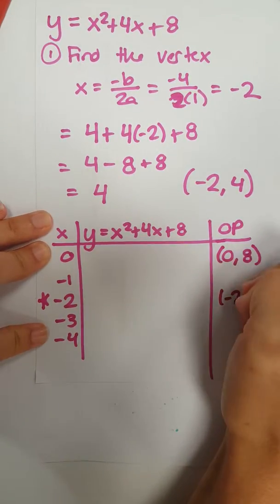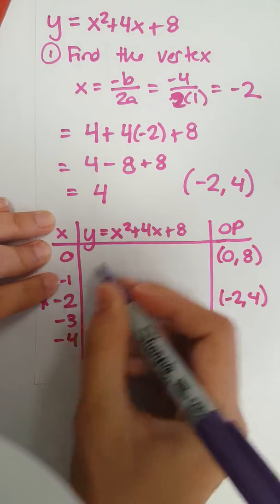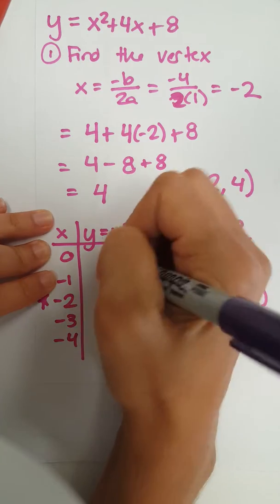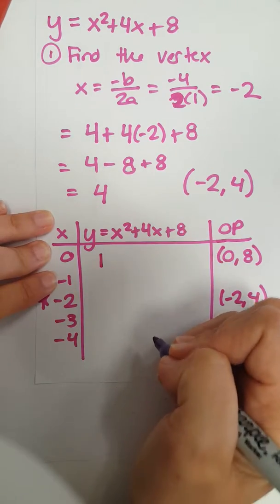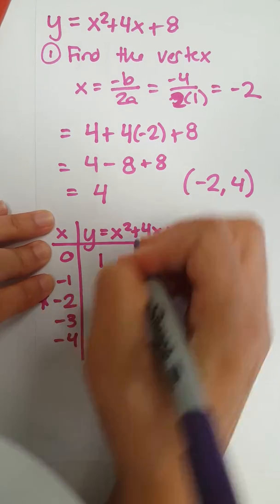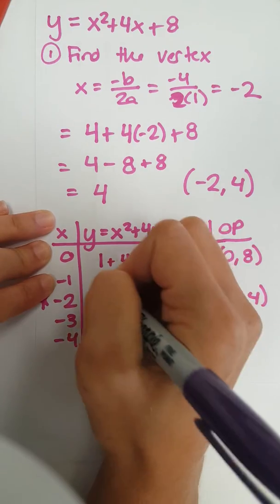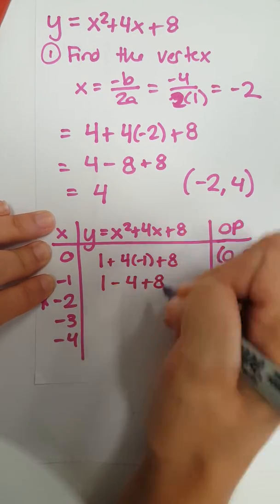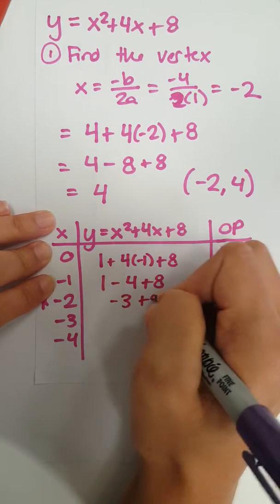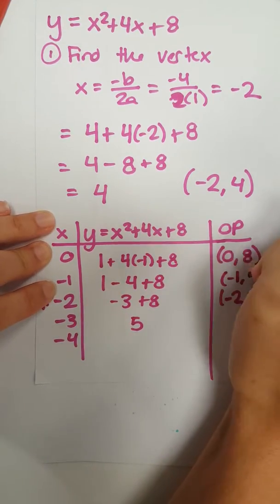We already know negative 2, 4 is the vertex. So negative 1. Well, again, can I just do negative 1 squared? That's going to be 1, right? Can I do 4 times negative 1? So we're going to get 1 minus 4 plus 8. 1 minus 4 is negative 3 plus 8 is 5. So we have negative 1, 5.